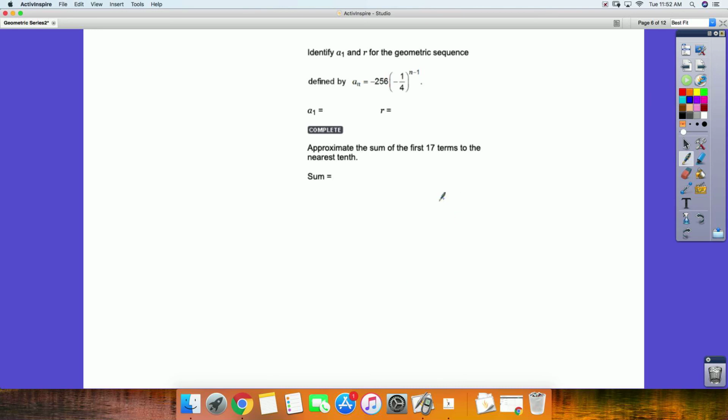So one more time we're going to do the sum just to make sure it's drilled in your head. Here's our equation. First thing we have to do is identify our first term and our ratio. We know the first term is always the first number they give us, so -256. And our common ratio is always what's in parentheses, so that means it's multiplying by -1/4. And that's all the info we need, so now we can find the sum. And now they want the first 17 terms.